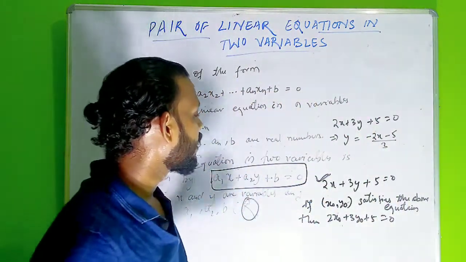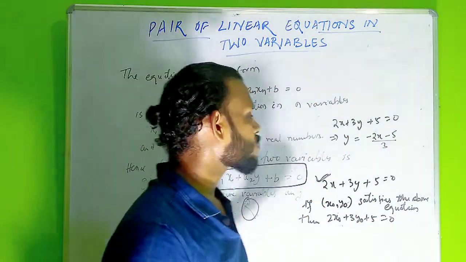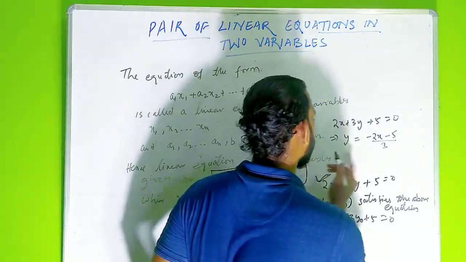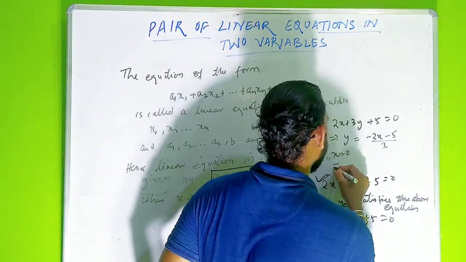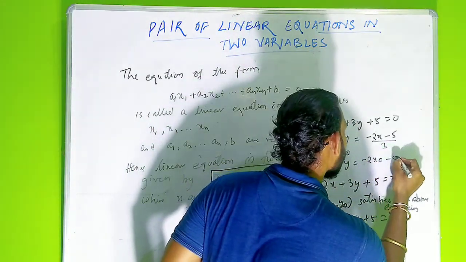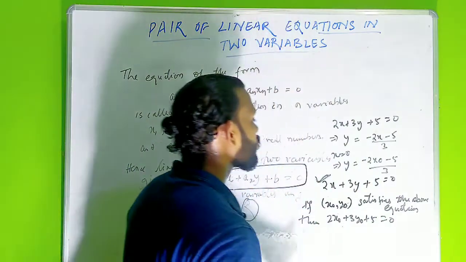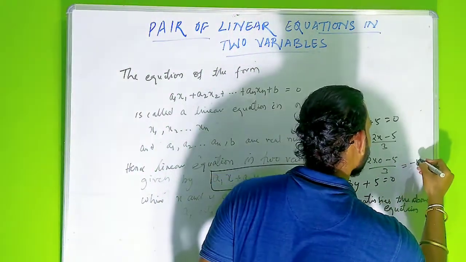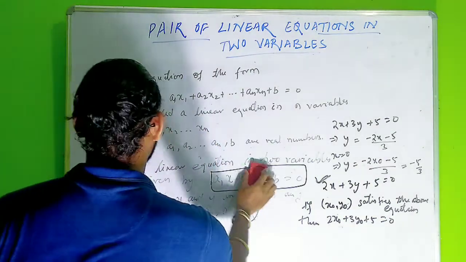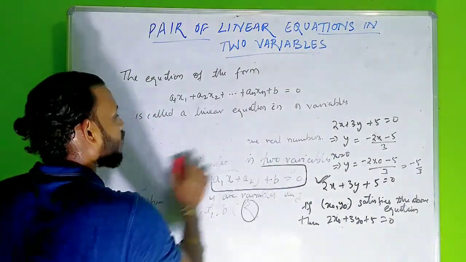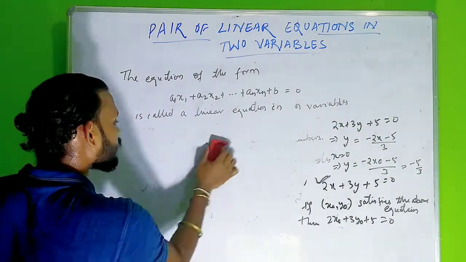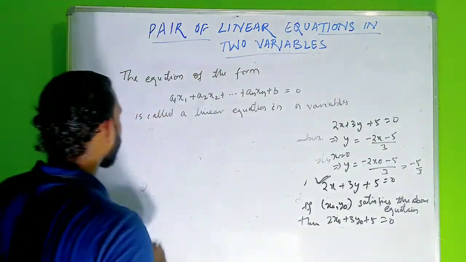Okay, so you can see y is equal to minus 2x minus 5 by 3. So if I put x equal to 0, that implies y will be equal to minus 2 into 0 minus 5 by 3, so it will be equal to minus 5 by 3. Okay, now you can see what?